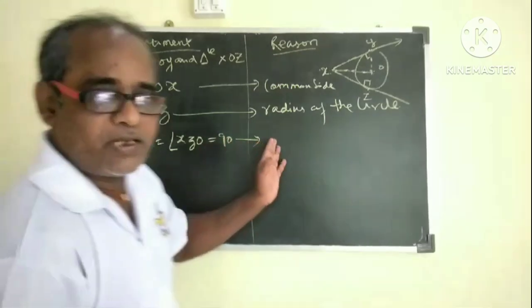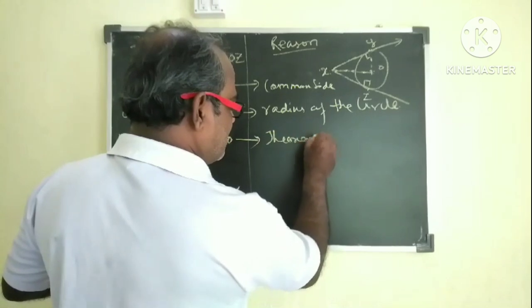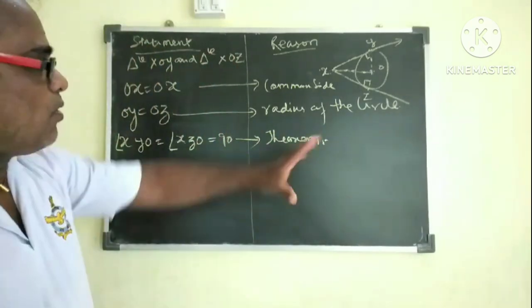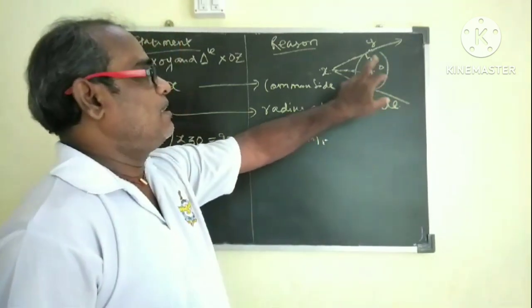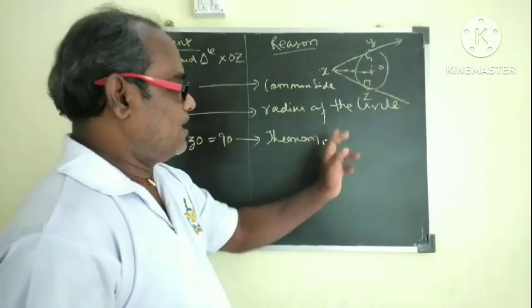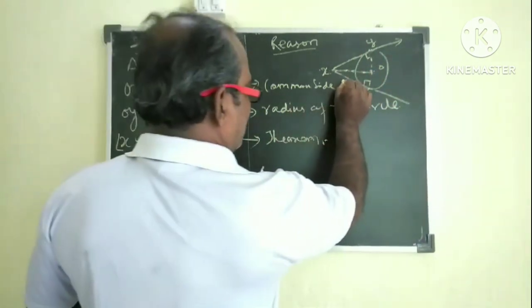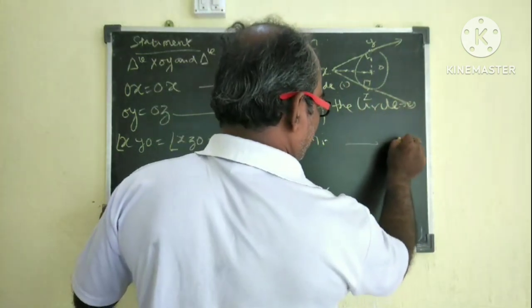Why? Because this is due to the theorem. You have to write the theorem here. Don't write the theorem like this; you have to write the whole theorem. What was the whole theorem? The whole theorem was that whenever a tangent touches a circle, it makes 90 degrees with the radius. That theorem you have to write. So this is statement number 1, statement 2, and this is the reason number 3.